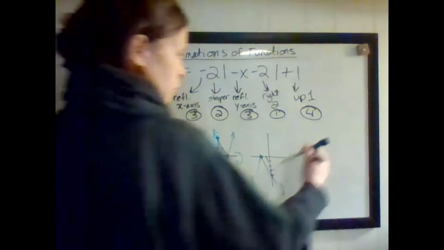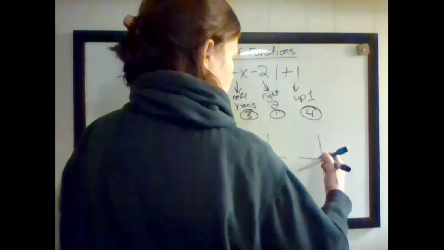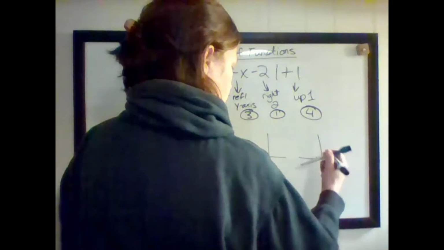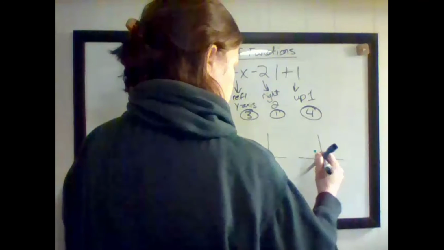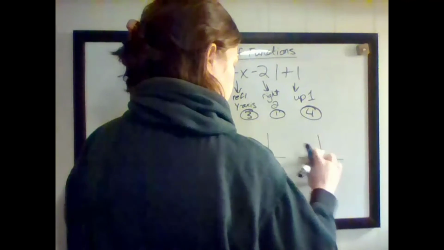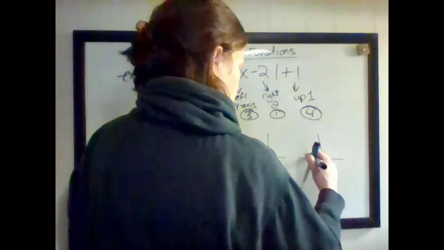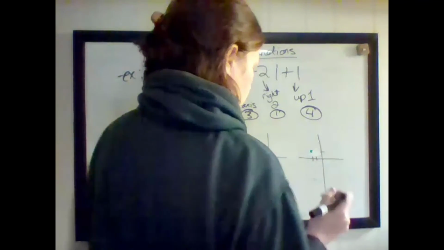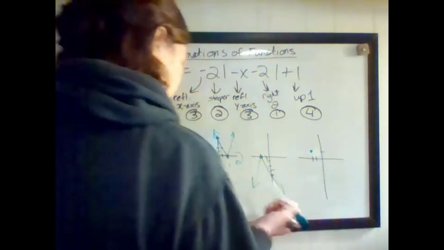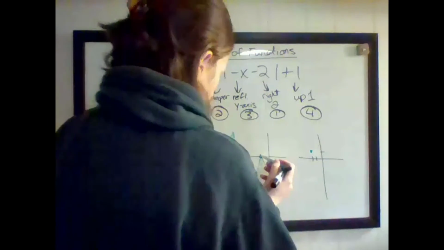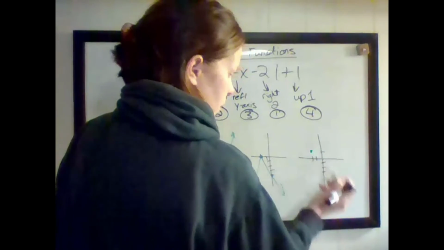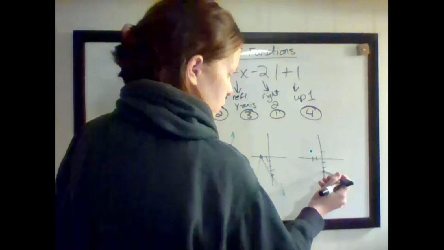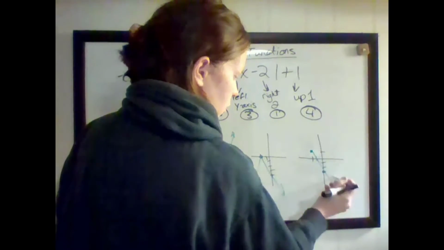Okay, and then last, up 1. So up 1. So now I'm at negative 2, 1. Negative 2, 1. Okay, and even if I wanted to get it pretty exact, my negative 4 moved up 1 as well, so that's negative 3.